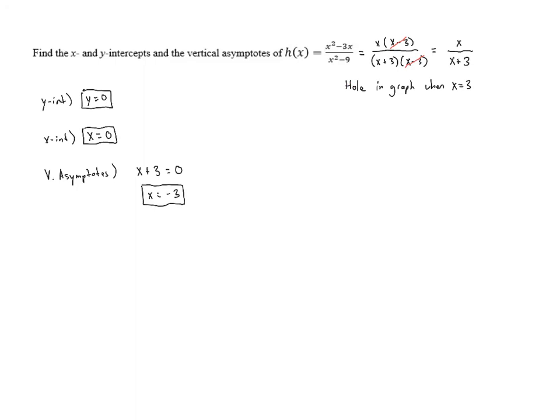So we'll end up having something like this when x equals 3. But we weren't asked for that. We were asked for the intercepts and the vertical asymptotes. We've listed those, and so we're done.